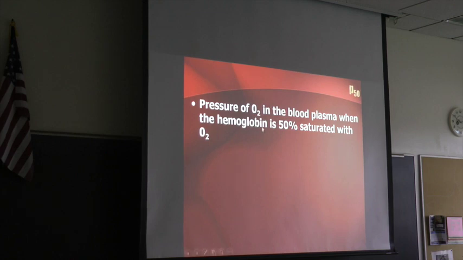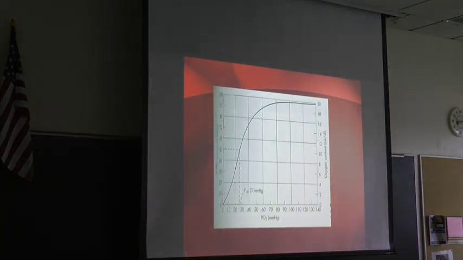The P50 is the pressure of oxygen in the blood plasma when the hemoglobin is 50% saturated with oxygen. So you look on the curve and you find saturation of hemoglobin at 50%, and you look to see what the PaO2 is. So here it is. 50% saturation of the hemoglobin, we go over to this point, and we hit the line, and then we go down to see what the PaO2 is, and it's 27 millimeters of mercury. So a normal P50, 27 millimeters of mercury, tells us that the oxyhemoglobin dissociation curve is in a normal position.